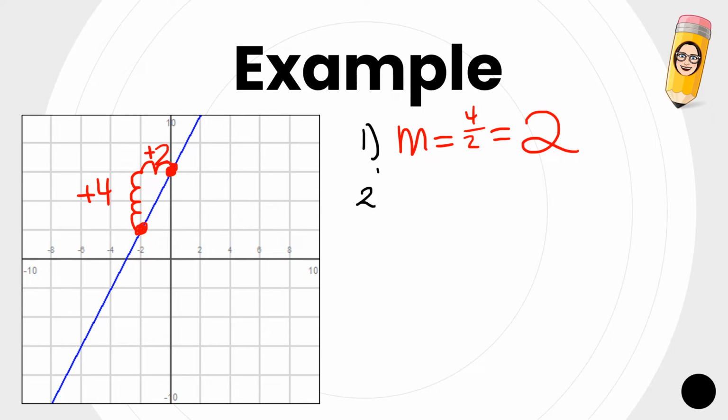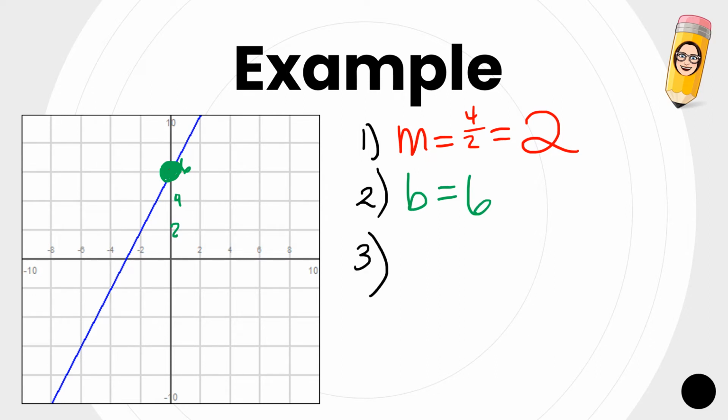Step 2, identify the y-intercept. I cross the y-axis right here. So if I count correctly using the scale 2, 4, 6, my y-intercept is 6.